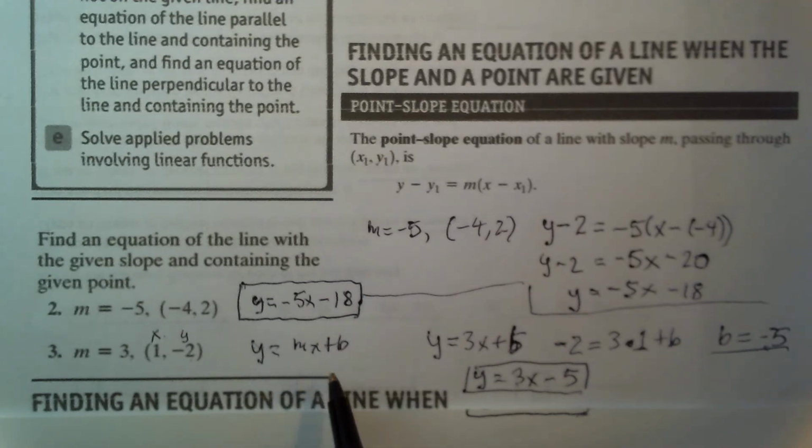We know what m is. In this example it was 3, and now we just need to determine what b is. Since the line passes through (1, -2), we can substitute for y the number -2, and for x the number 1, and then solve for b. And so in this example we have y equals 3x minus 5.